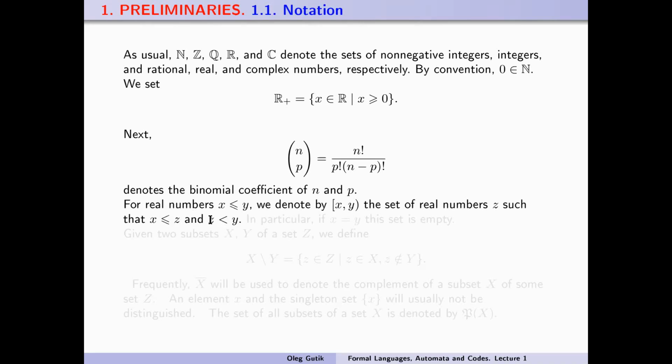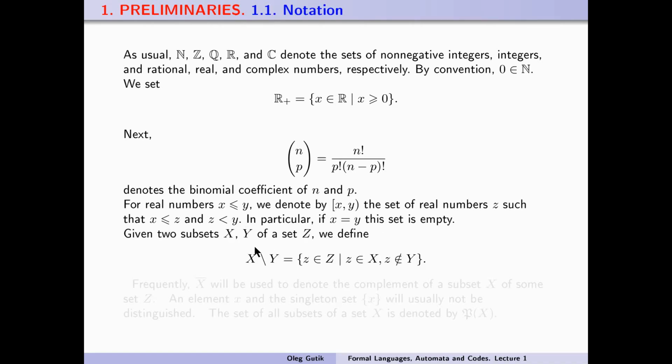For real numbers x and y, such that x is equal or less than y, we denote by the interval from x to y, which starts with x, the set of real numbers z such that x is equal or less than z and z is less than y. When we have that x is equal to y, then we assume that this set is the empty set.